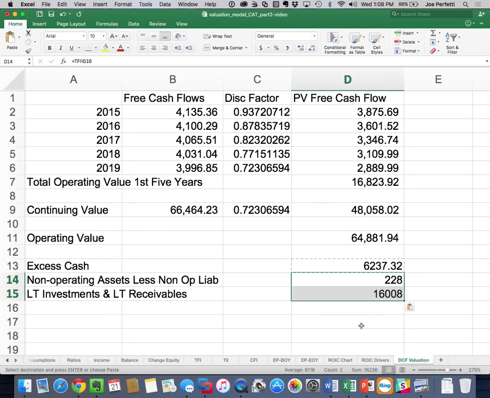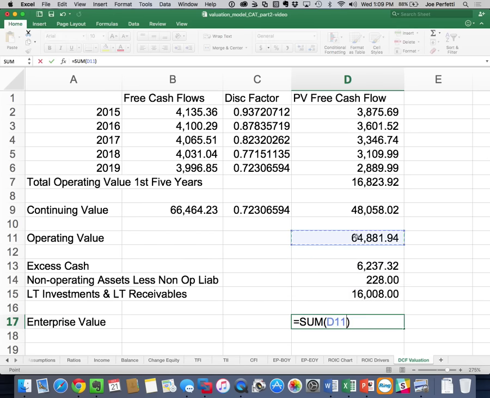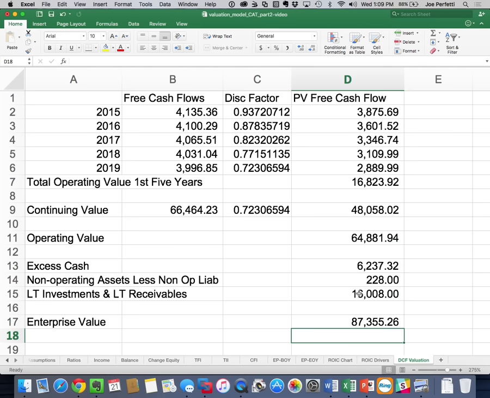Non-operating assets, net of non-operating liabilities, $228, and long-term investments, $16,008. And again, I'll make that 2 decimal places. So if I then add the operating value and the non-operating value together, I get something called the enterprise value, which would be $87,355.26. Okay? So again, I have the operating value of the free cash flows, the value of the non-operating assets, add them together, get the enterprise value.